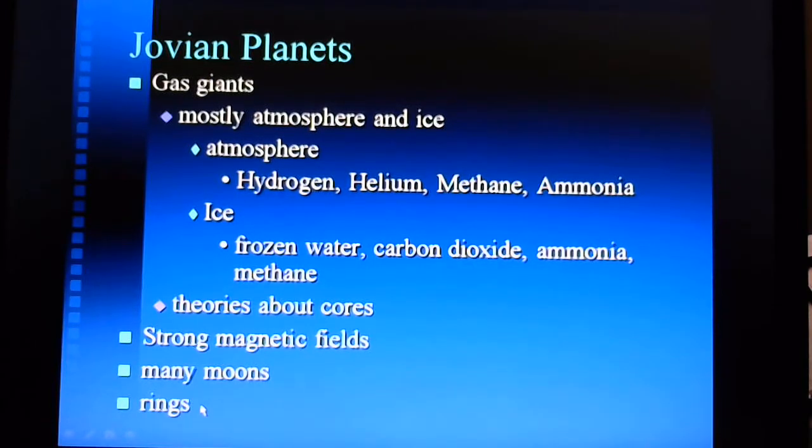They're just not as big and bright and showy as the rings of Saturn, but we have discovered ring systems around all four of the Jovian planets.